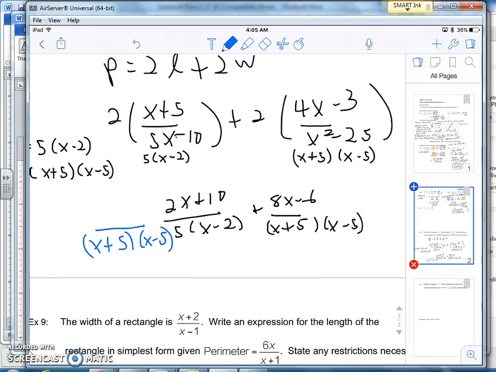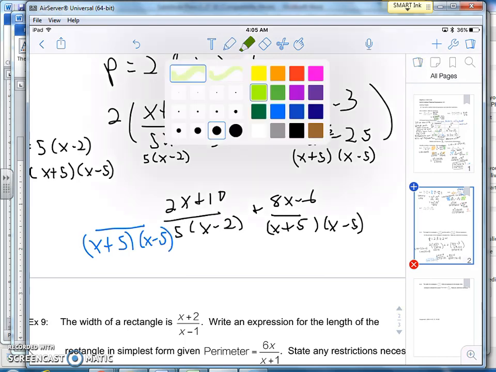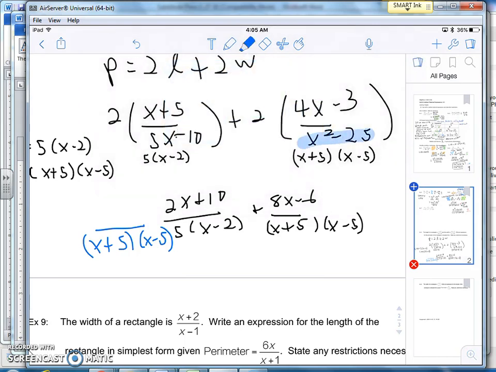Now, I'd need to multiply the top by x plus 5, x minus 5, and I know that it's also equivalent to x squared minus 25. So instead of having to FOIL it out before I multiply, I'm just going to write x squared minus 25 on top. And while they look different, the value of this thing is still just 1.